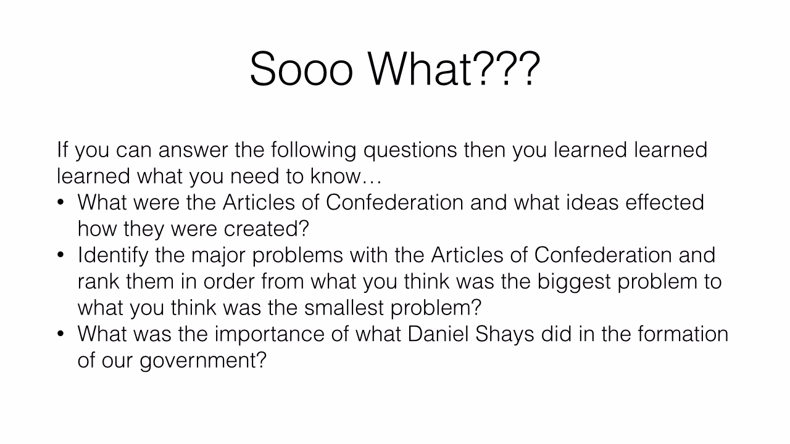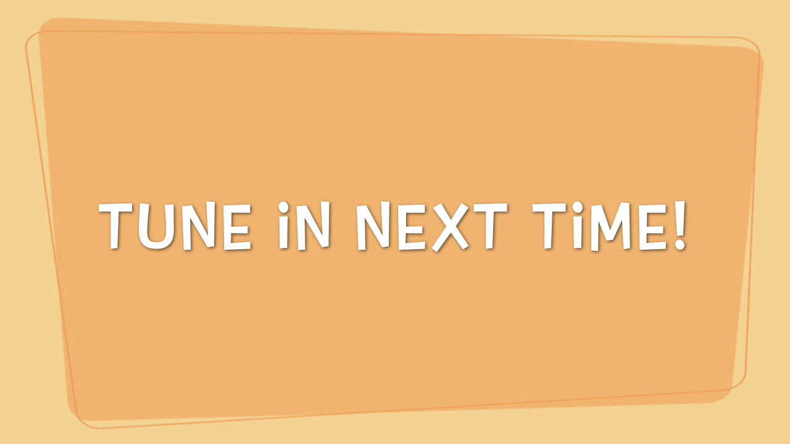So what? Well, if you can answer the following questions, then you'll learn what you need to know. What were the Articles of Confederation, and what ideas affected how they were created? Identify the major problems with the Articles of Confederation and rank them in order from what you think was the biggest problem to what you think was the smallest problem. What was the importance of what Daniel Shays did in the formation of our new government? Tune in next time to find out how our founding fathers were really some of the best problem solvers in American history.